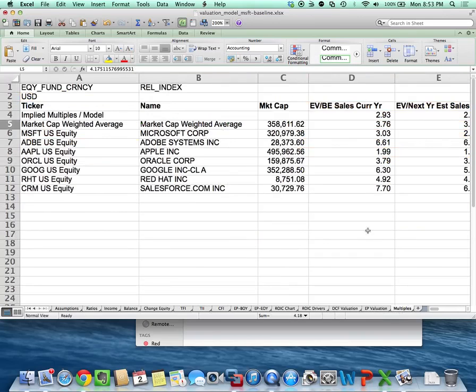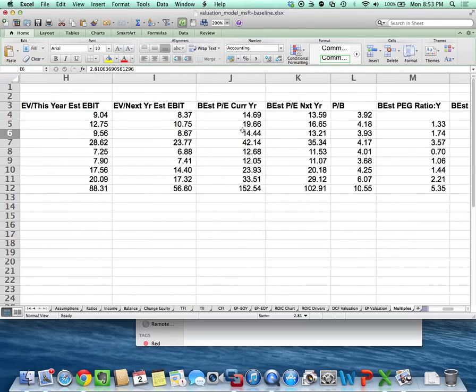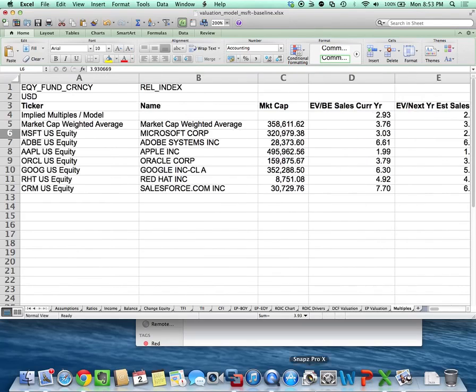So back to Microsoft. Notice what just happened to our implied multiples. Now, we're much closer, 2.93 against the 3.03 that they're trading at. The 2.72 next year against the 2.81. So now our implied multiples start to make sense, even the PE multiples. And the price to book is within 0.1 of the actual price to book of Microsoft. Again, our stock price is a little off, but that's the point, is that now our implied multiples and the actual multiples are back close together because we're doing our as-is valuation.